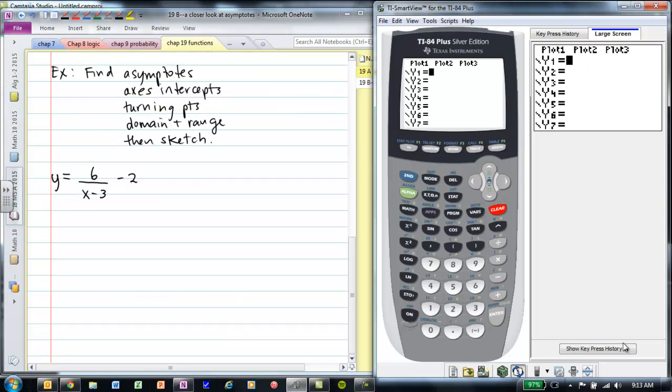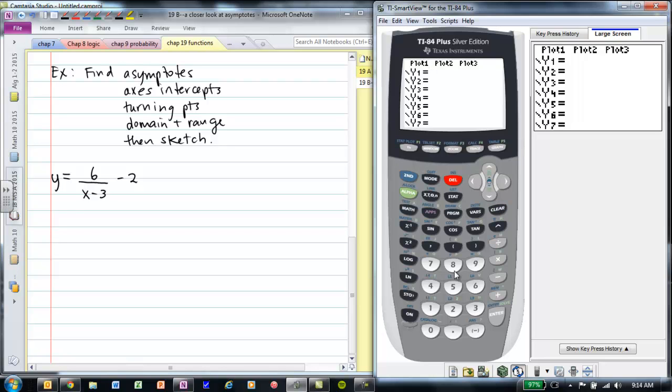Alright, so let's practice. We're given a function. We're going to be asked to find the asymptotes, the axes, intercepts, turning points if there are any, the domain and the range, and then sketch it. So in order to find the asymptotes, the first thing I'm going to do is graph it. And I'm going to look at the horizontal asymptote, which means I'm going to set my window pretty wide.